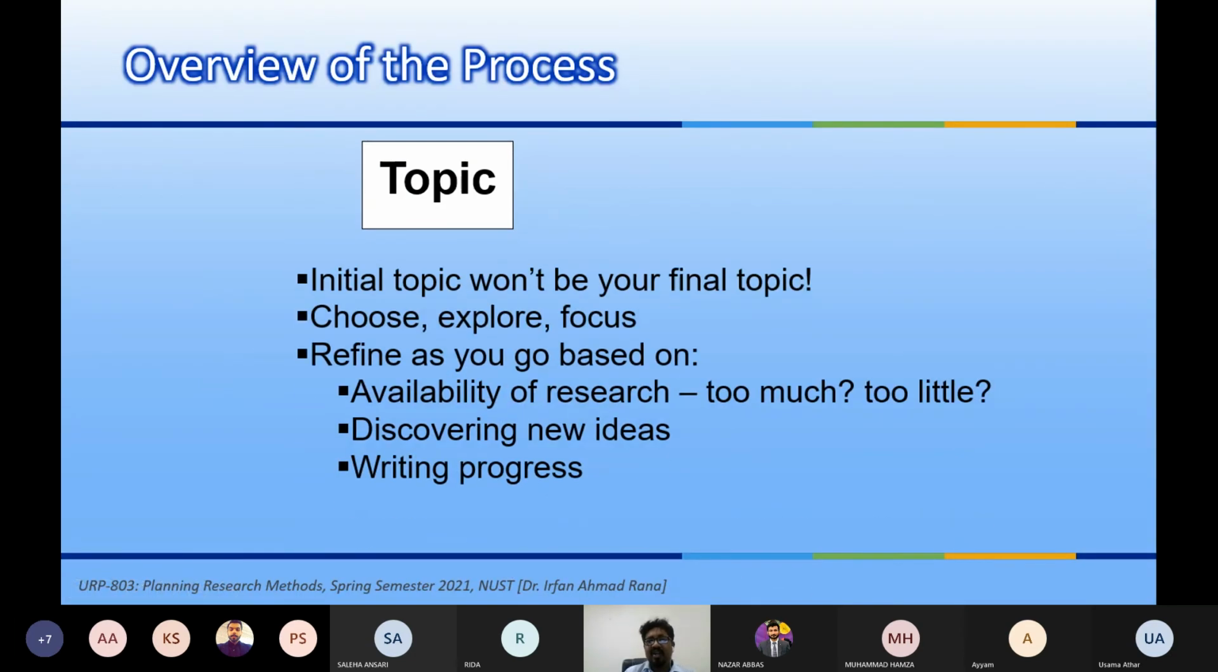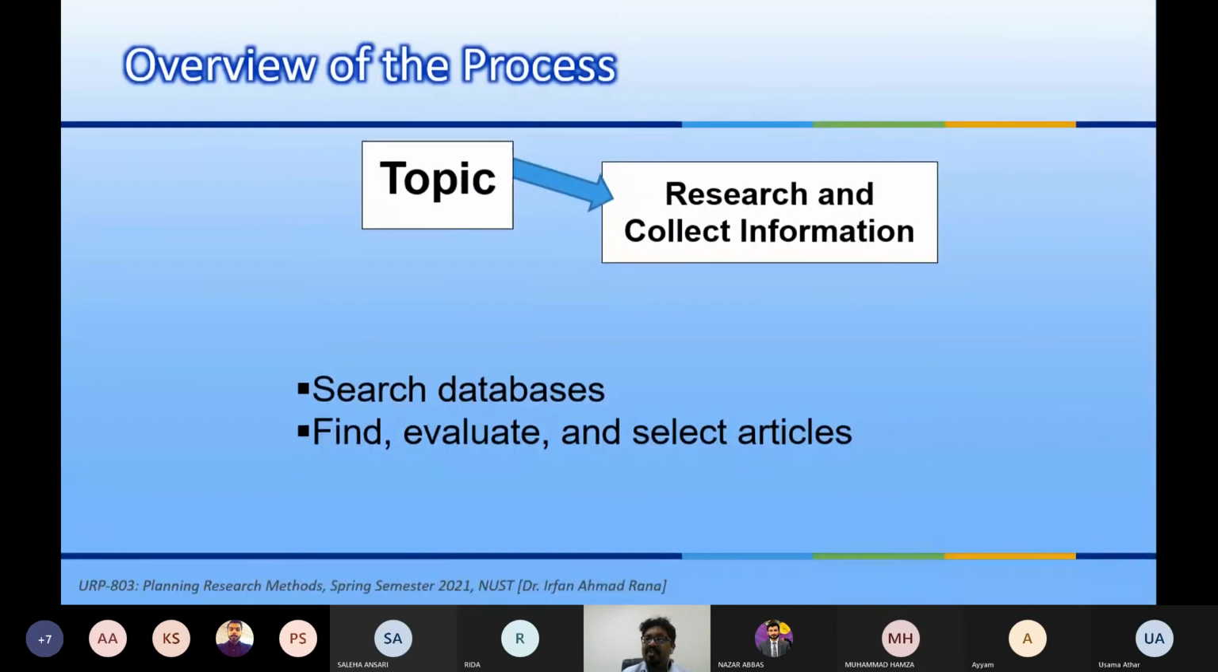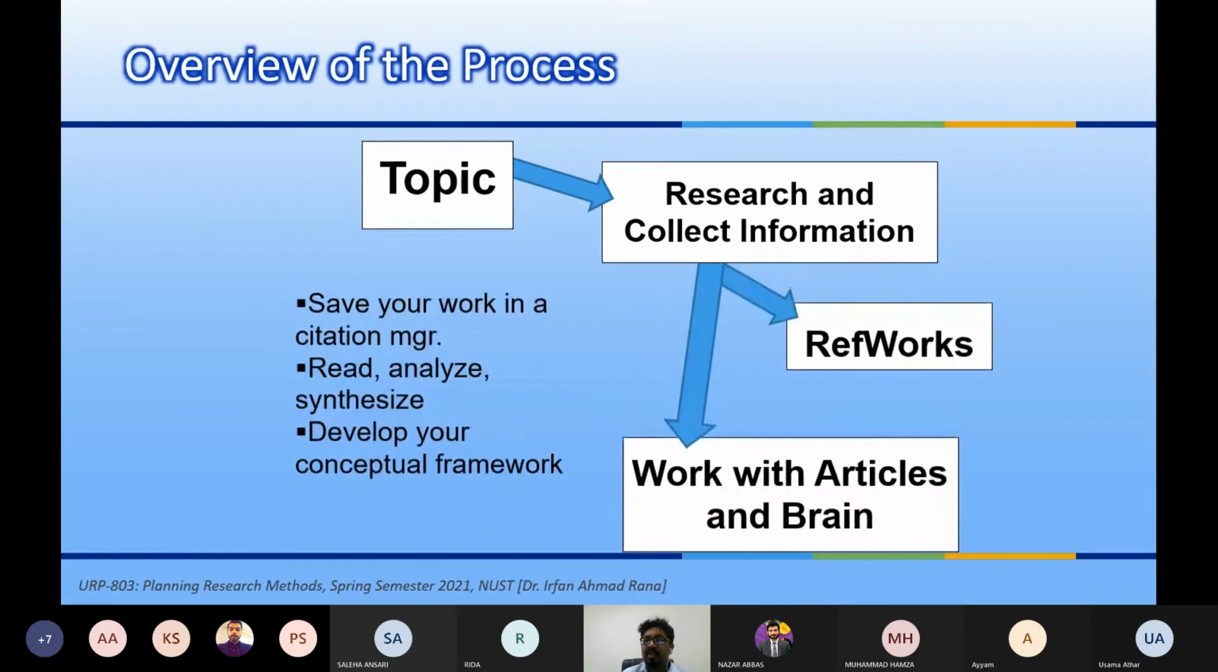Again, another way of representing the process is you have the topic, then you research information relevant to that particular topic, only to find the selected articles, right? You may use some kind of reference software in which you will be cataloging or organizing your research. And again, I'll be teaching you a citation workshop.